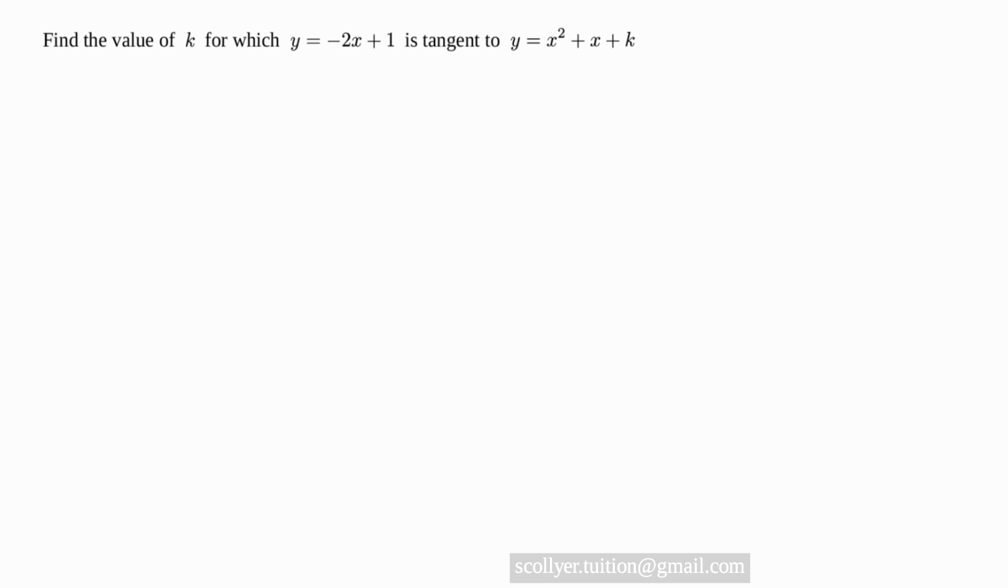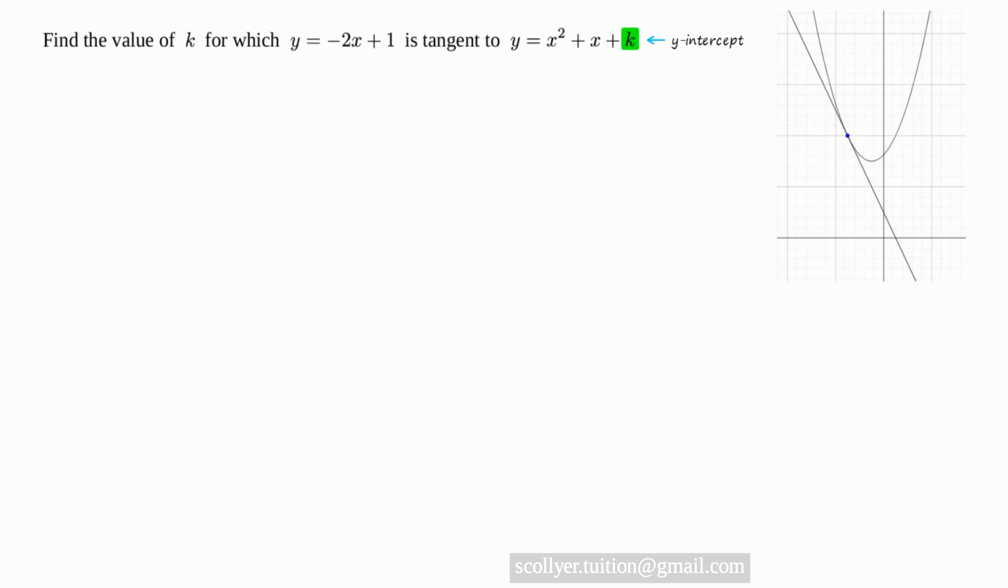Find the value of k for which y equals minus 2x plus 1 is tangent to y equals x squared plus x plus k. Here we see the graphs of y equals minus 2x plus 1 and y equals x squared plus x plus k, where k has been chosen so that the line is tangent to the curve as we require. The quantity k is the intercept on the y-axis of the curve, and it is this value, the displacement from the x-axis, as shown.